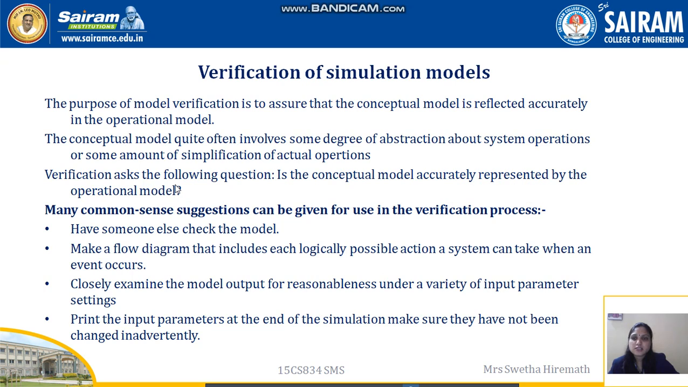If yes, then whatever has been built, that is the operational model, it is verified. If it is not the same, then it is not verified. We have to go for the changes again, and again go for the verification process. Many common sense suggestions can be given for use in the verification process. There are many suggestions based on which we can arrive at an accurate operational model based on the conceptual model. So we can see them one by one.